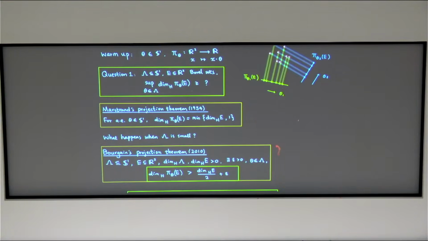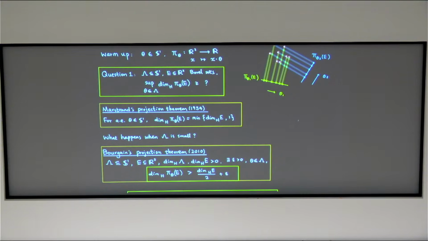And this is the key theorem that has been crucial in developments in harmonic analysis and also some dynamics problems. So this epsilon depends on the dimension of lambda and the dimension of E. Also, the consequences of Bourgain's projection theorem were used in the proof of the Kakeya set conjecture in R3.